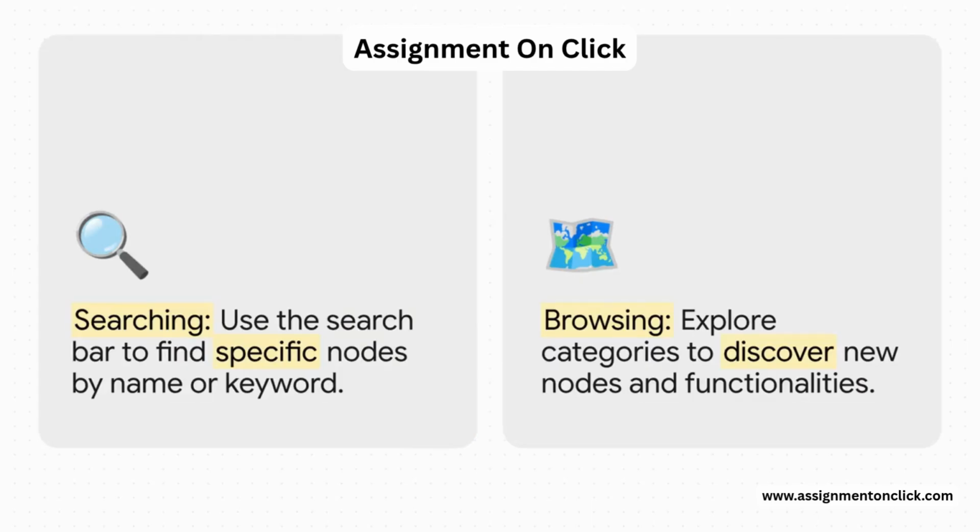Finding what you need is super easy too. If you know exactly what you're looking for, like, say, a CSV reader, you just type it into the search bar. Boom. But if you're not sure, or you just want to see what's out there, you can browse through all the categories. Honestly, it's a fantastic way to discover cool new things you can do.